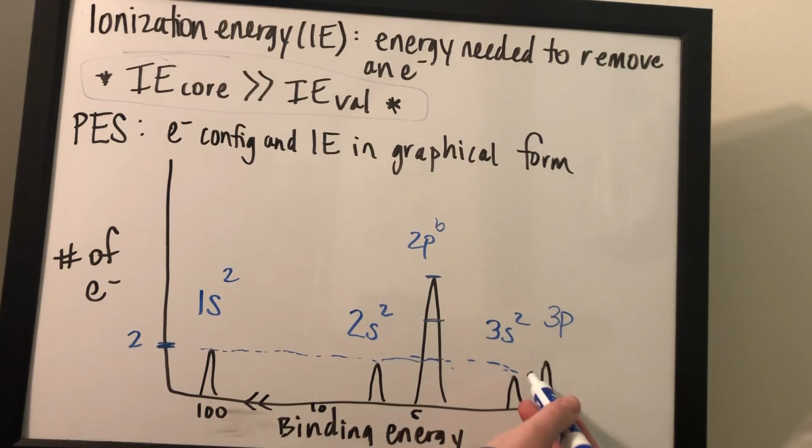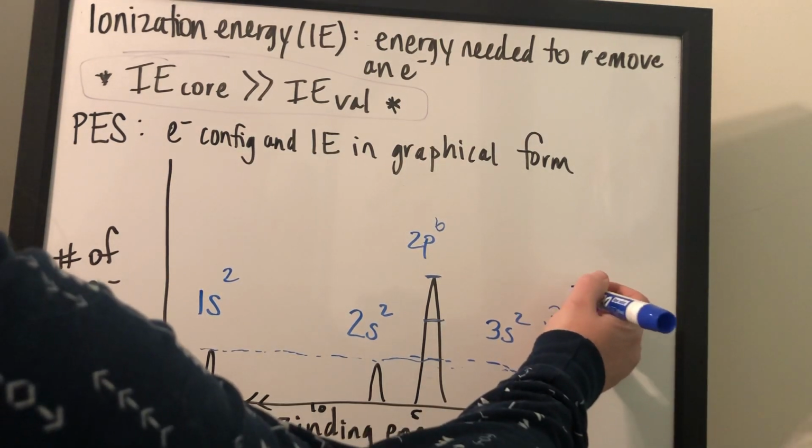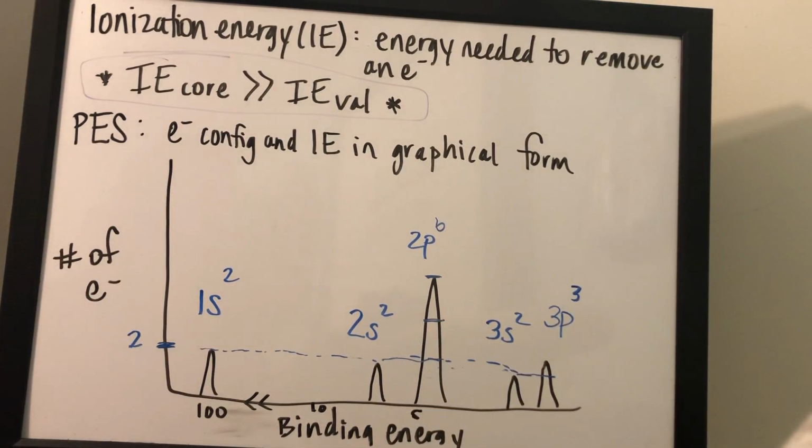Obviously this third peak is higher than the 3s peak, and so it must represent more than 2 electrons. If it only represented 2, my 2 peaks would be equal. And kind of eyeballing this, I personally don't think it's double, and double of course would be 4 electrons, so I'm pretty confident that this last peak is representing 3 electrons in the 3p orbital, okay?